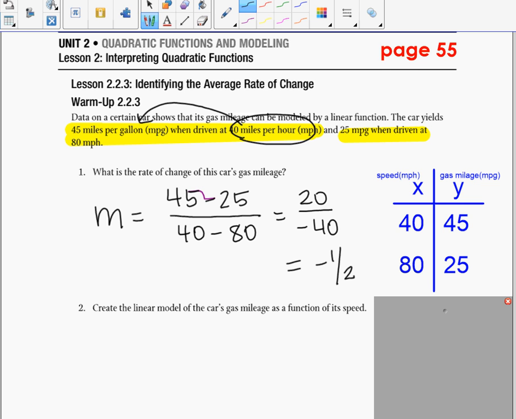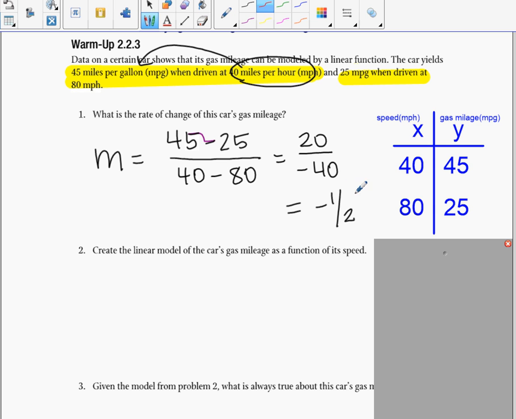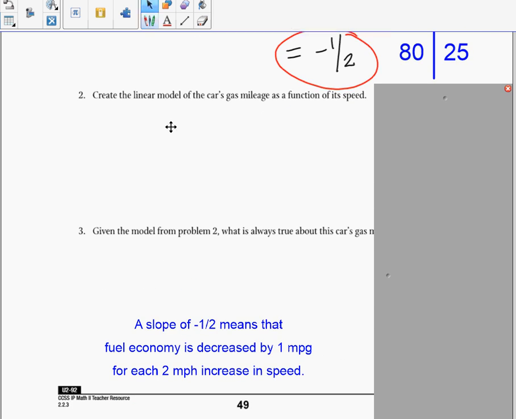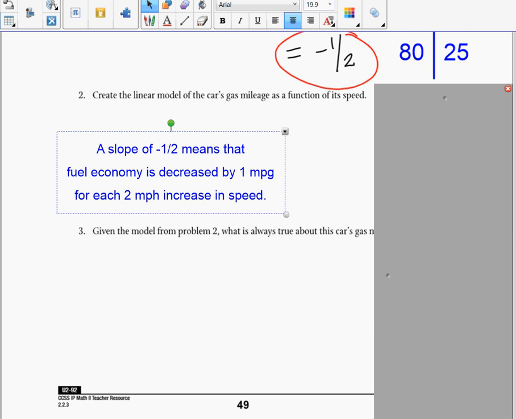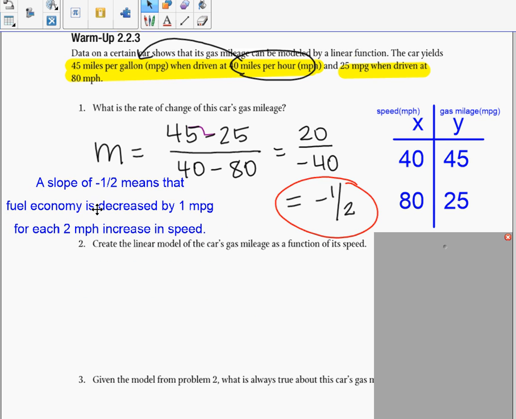Well, 20 over negative 40 reduces to negative 1/2. Okay, so what I really want to focus on is what that negative 1/2 means, that you got an average rate of change of negative 1/2. What that really means is that when you're getting a slope or a rate of change of negative 1/2, that means that the fuel economy is decreased by 1 mile per gallon for each 2 miles per hour increase in speed. So what this is saying is, logically, the faster you go, the worse gas mileage you get.